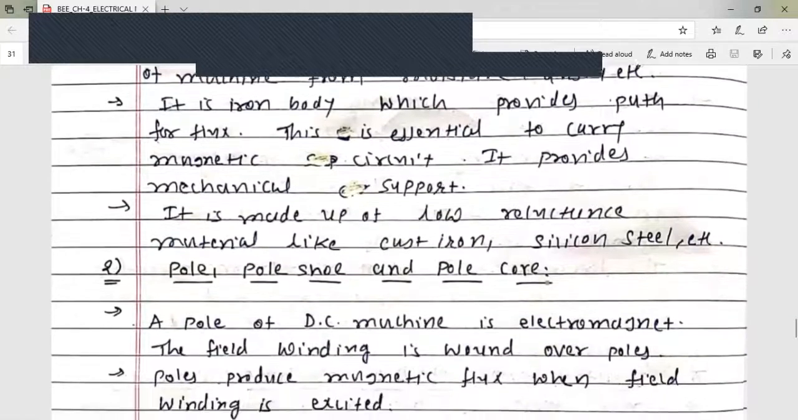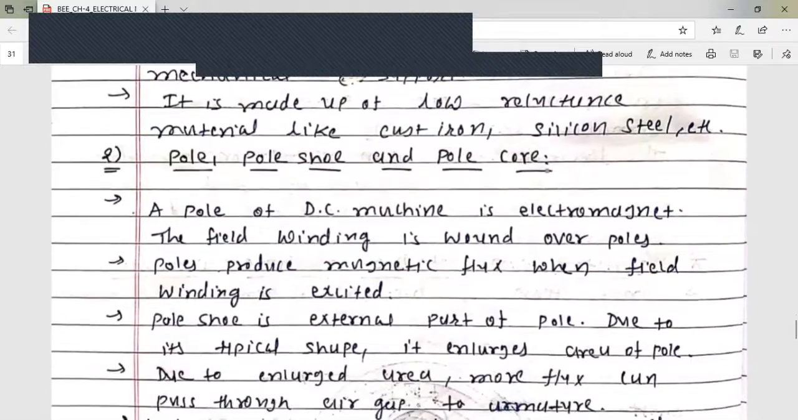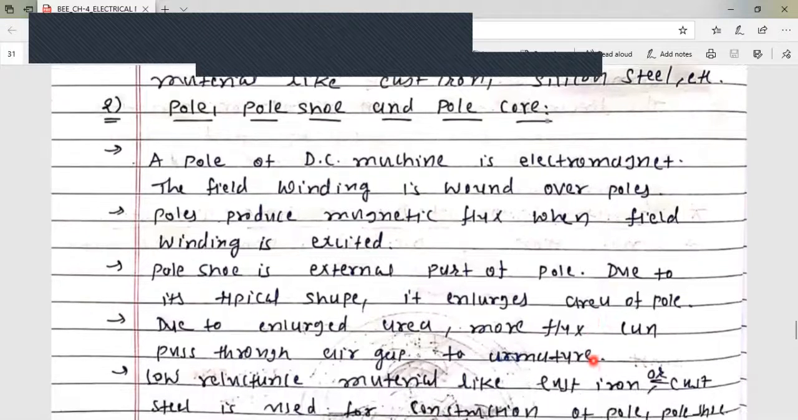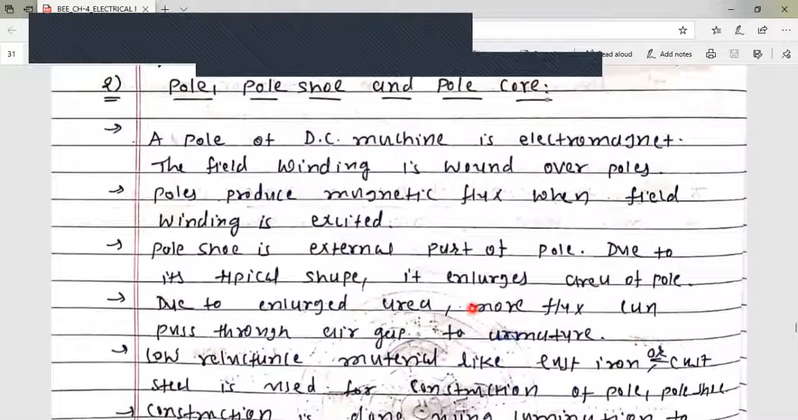Function of pole. So the pole of a DC machine is an electromagnet, and the field winding is wound over these poles. Keep in mind, the field winding is wound over the pole. Poles produce magnetic flux when the magnetic field is excited. When we give electric supply to the field winding, it produces magnetic flux. The pole shoe is the external part of the pole. Due to its typical shape, it enlarges the area of the pole. So due to that enlarged area, more flux can pass through the air gap to the armature.